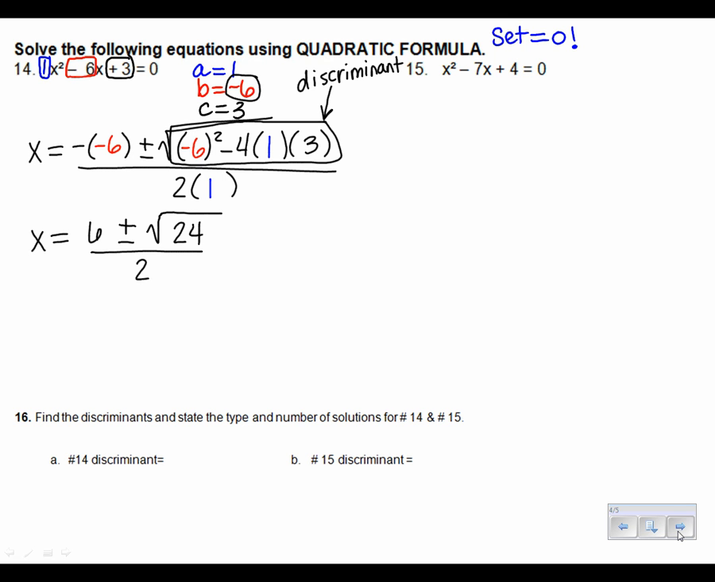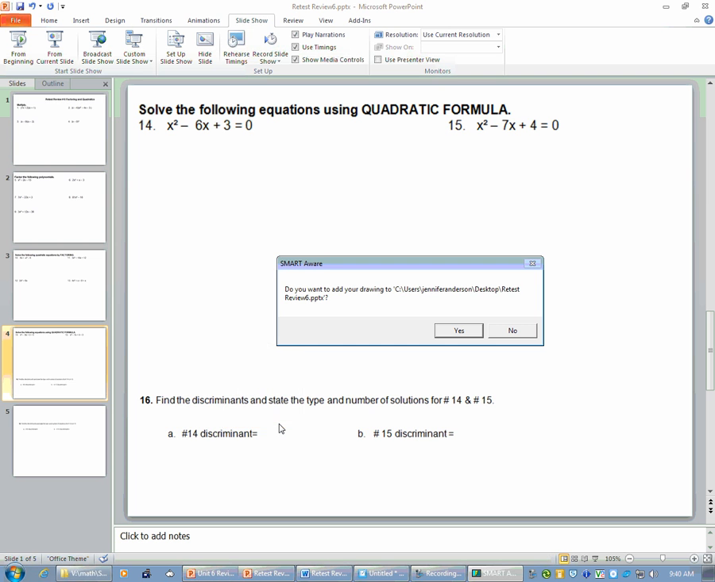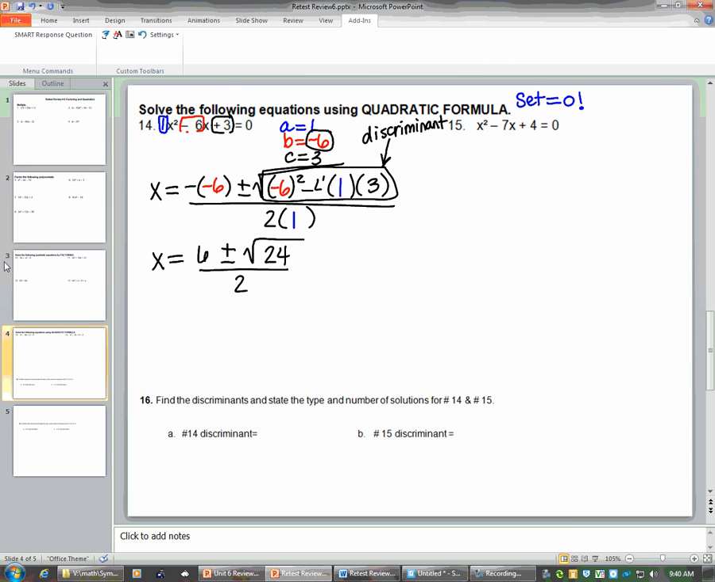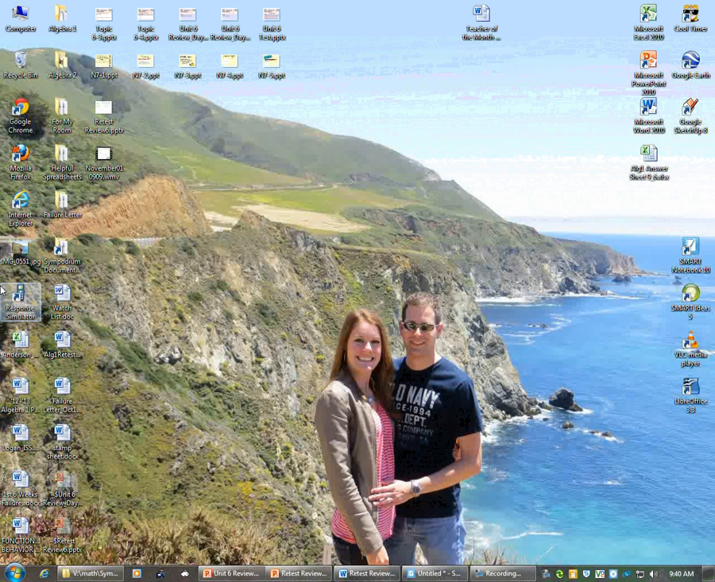Now, if you got this far, I'd be really happy, except that you also need to see if you can simplify the square root of 24. I'm going to see if I can't get my calculator back here. Or not calculator, my highlighter. Where'd it go?